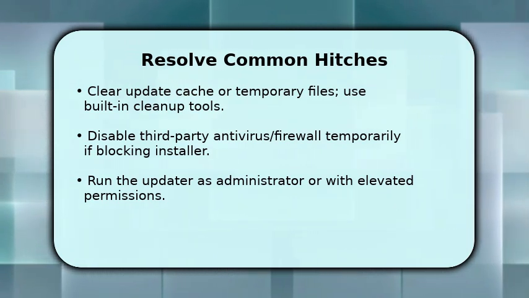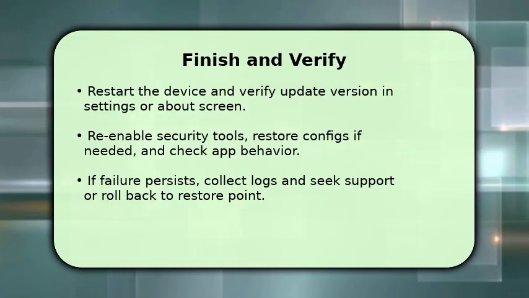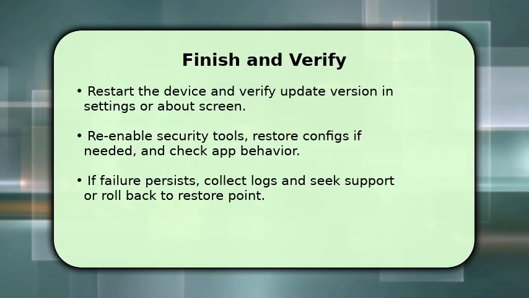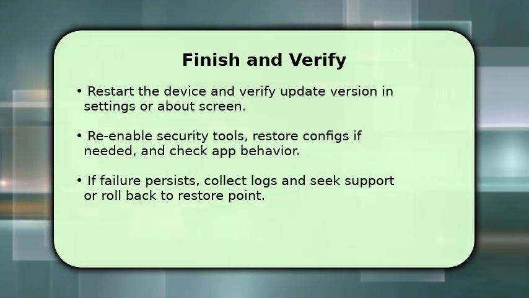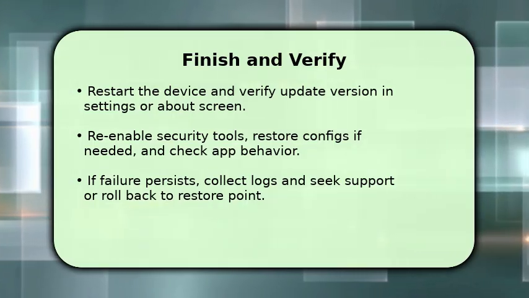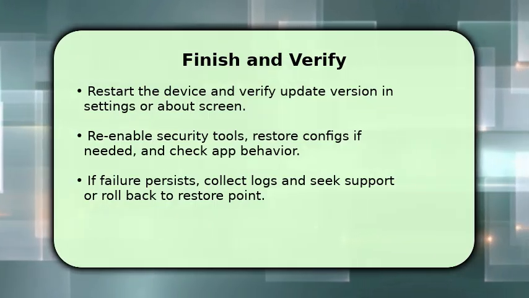These steps you'll finish by restarting the device to finalize file replacements and then verify the installed version in the system's About or Update History area. Make sure to re-enable antivirus and firewall, then test critical apps to confirm behavior. If something looks wrong, restore the system point you made earlier and collect update logs or error codes before retrying.